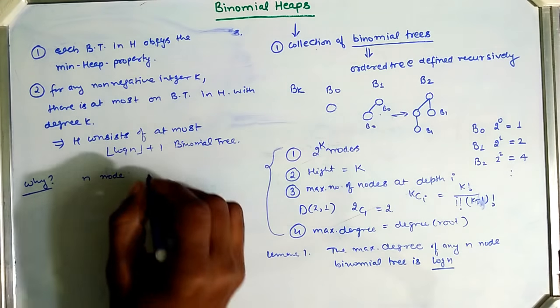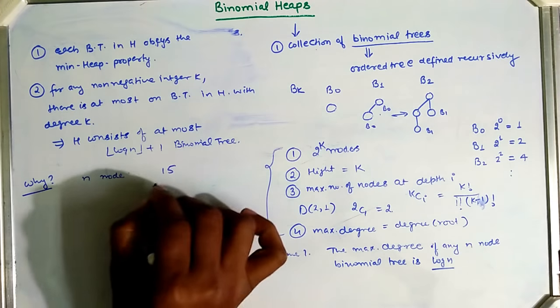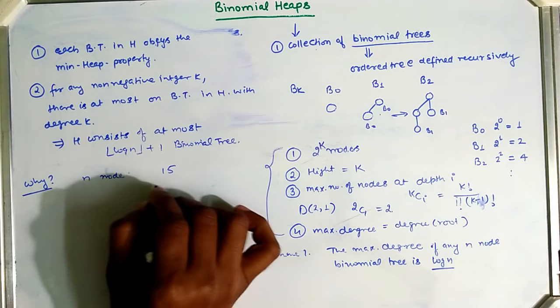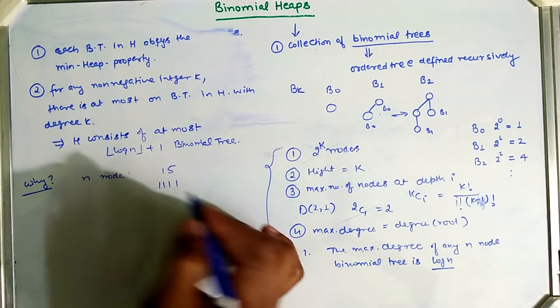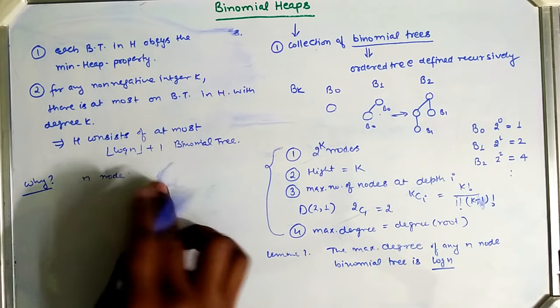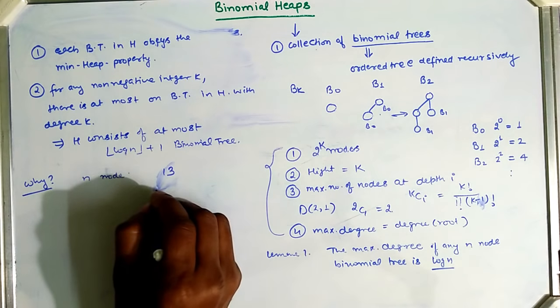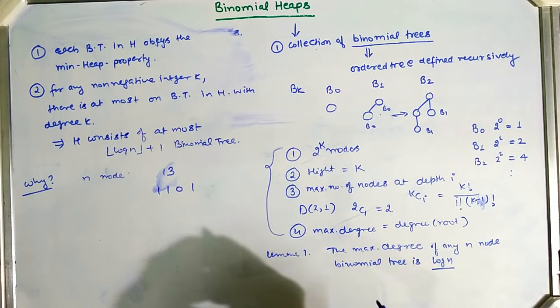So suppose, for example, the n node is 15. The binary representation for 15 is nothing but 1 1 1 1. Okay, let's take another example. Suppose the integer is 13, and the binary representation of 13 is 1 1 0 1.